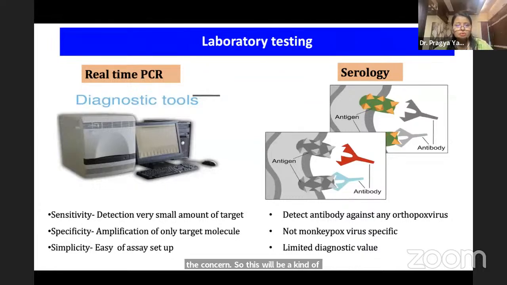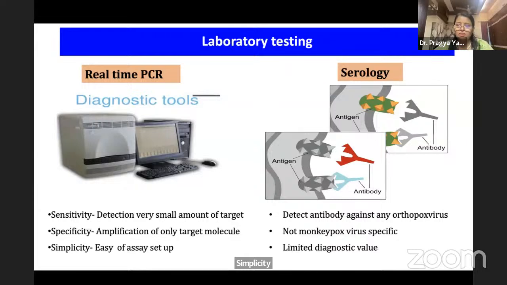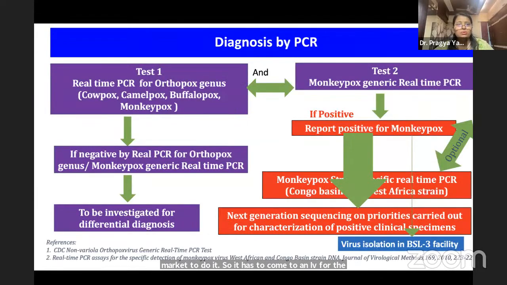Mostly, because this virus is present in the body for a very long time, PCR would be the test of choice. It's very sensitive, specific, and also the simplicity is much easier. If cases present in a later phase, when you cannot do real-time PCR, they can be done by serology, but there is no serology kit available in the market. So it has to come to NIV for the testing, because we have this indigenous kit which can be utilized for testing IgM and IgG antibody. So quickly, I will define how we are doing the testing.